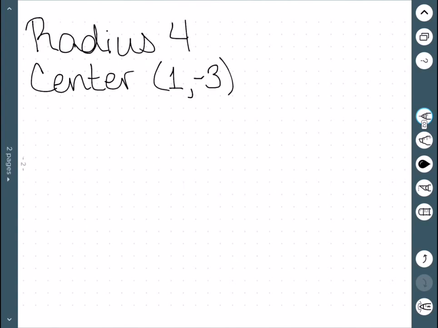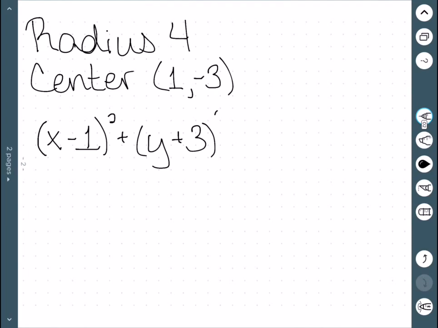Let's consider a circle with radius 4 and center (1, −3). If we want to put this in standard form, we'll need (x − 1)² plus (y − (−3))², so plus (y + 3)², is equal to 4². And now we have a circle in standard form.